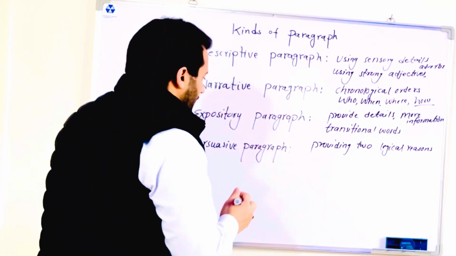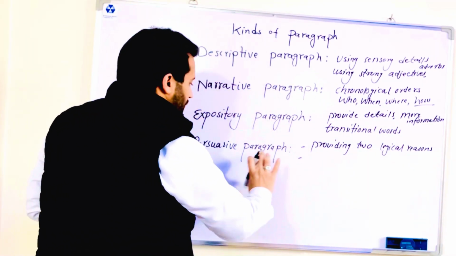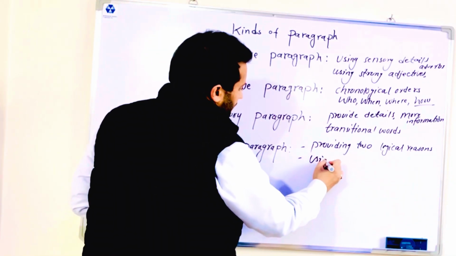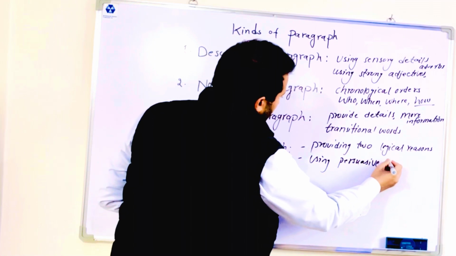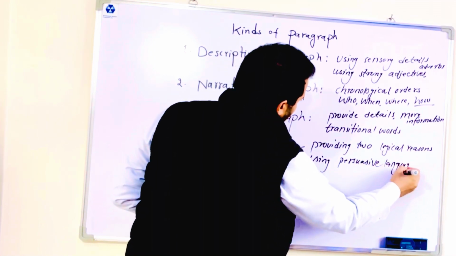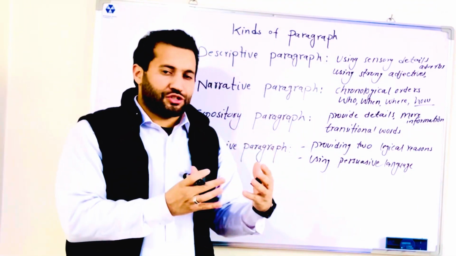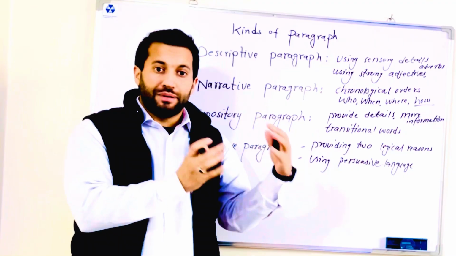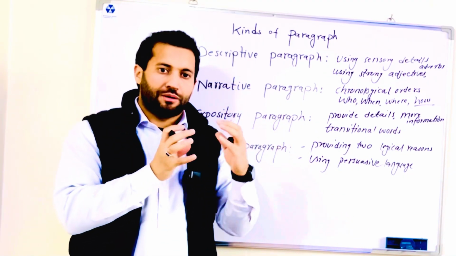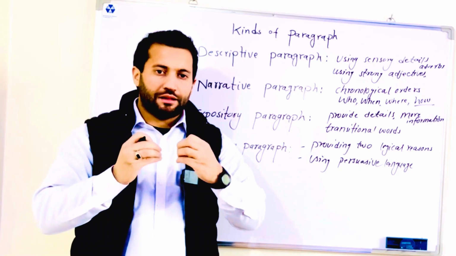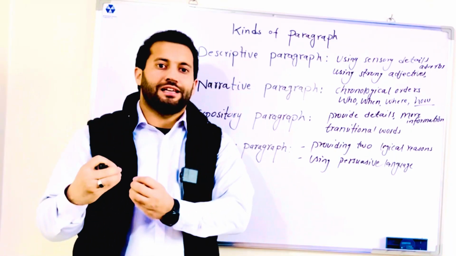This is the first thing. And the second thing that we use in a persuasive paragraph is using persuasive language. We use persuasive language in order to persuade the reader. For example, must, should, or best. We use some words that can make the reader persuaded or accept the ideas of the writer.